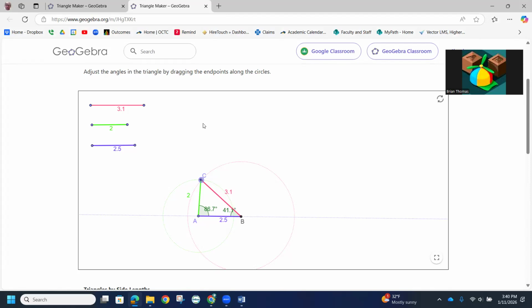Notice how one of the keys to creating a triangle is when you add two sides, it must always be greater than the third side. So notice that 3.1 plus 2 is clearly greater than 2.5. 2.5 plus 2 is greater than 3.1. And of course, 2.5 and 3.1 is already bigger than 2.